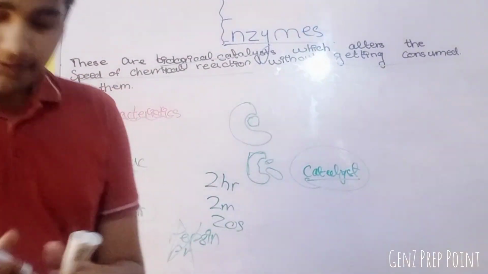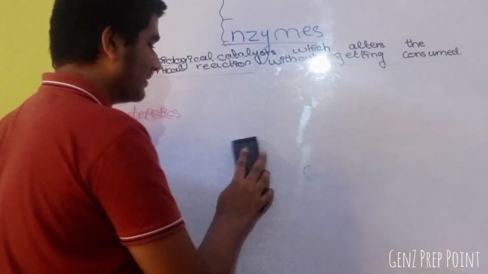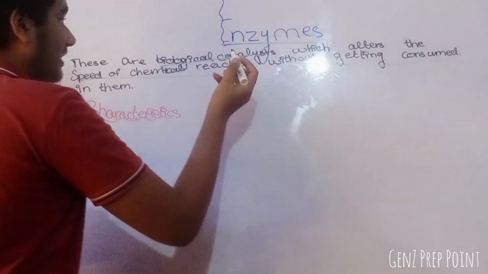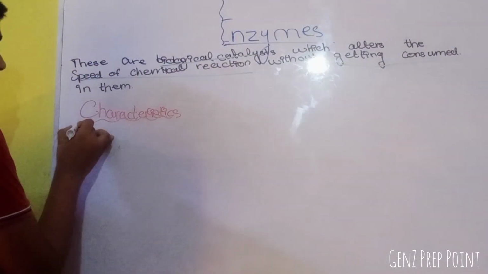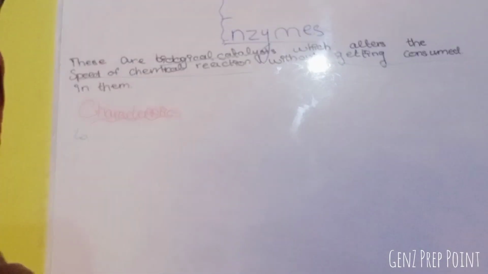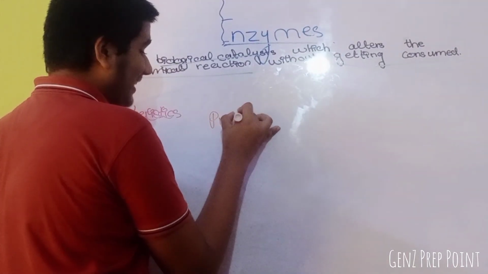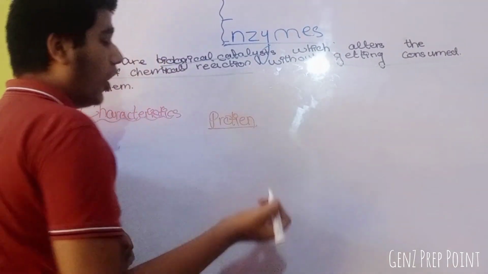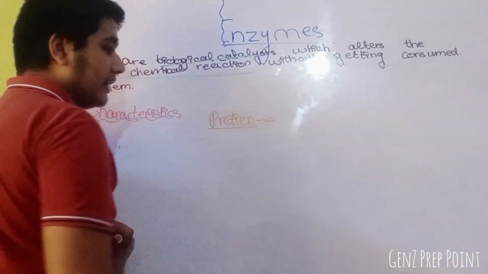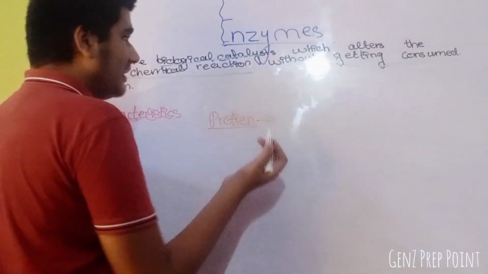So if we move on further, now we are going to talk about the characteristics of an enzyme. First of all, what is an enzyme made of? Enzyme is made of protein. We all studied that protein is the building block of enzyme. That's not a lie, that's true. A group of amino acids forms protein and protein forms enzymes.